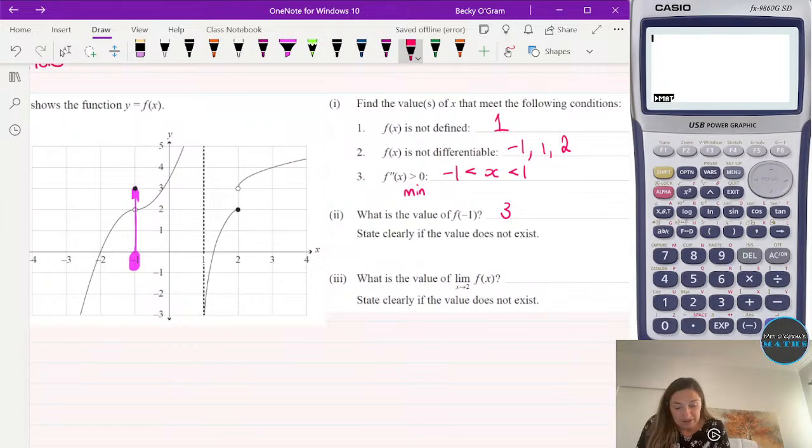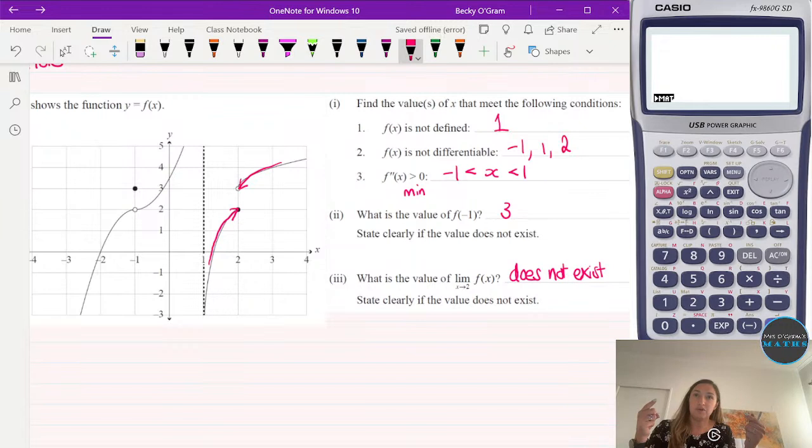Now the limit as we approach 2: as we come towards 2 from the left, we're heading towards a value of 2. From the right, we're heading towards a value of 3. Now, because they don't match up, that means we don't have a limit. So it says does not exist. To get a limit, they have to go towards the same finite number from both the left and the right.